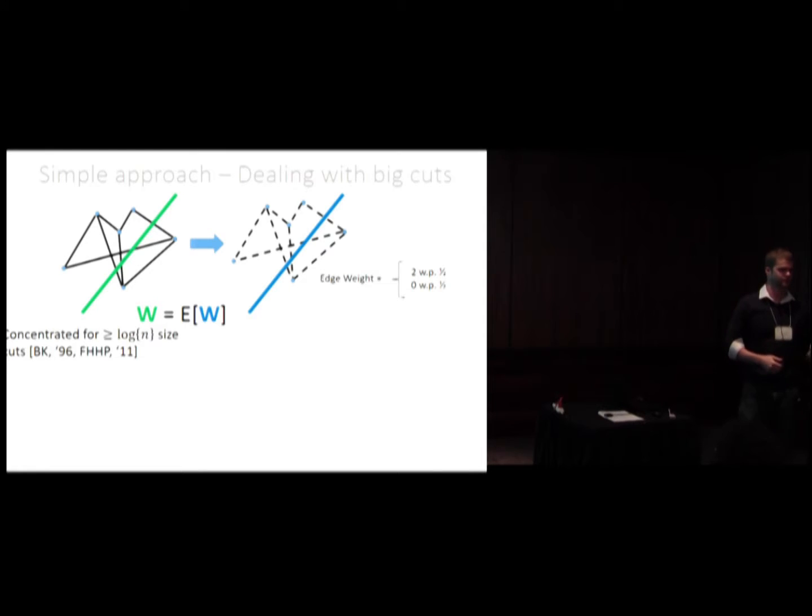And so if we took any cut, the weight of that cut should in expectation be the same. And if we have a cut that's large, with at least log n edges, this weight is going to be concentrated around the expectation. So it's going to be within an epsilon approximation with high probability.